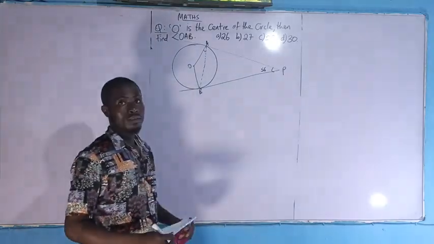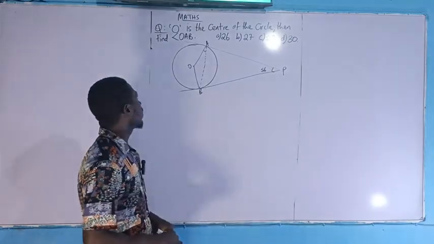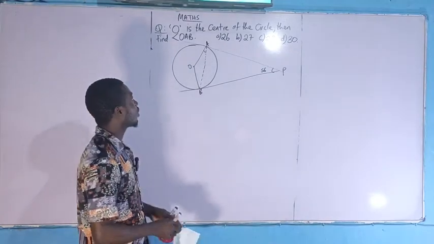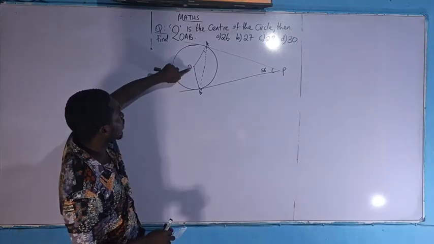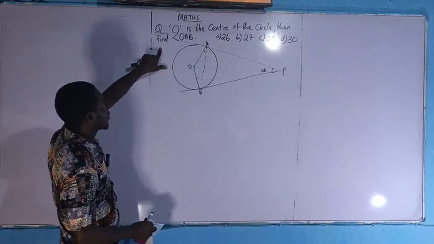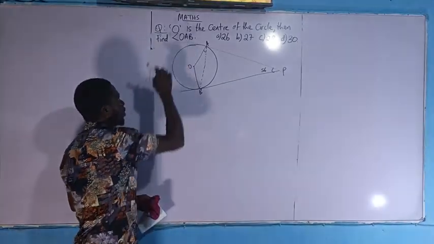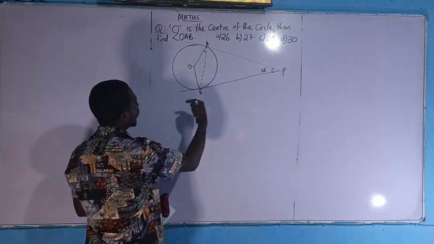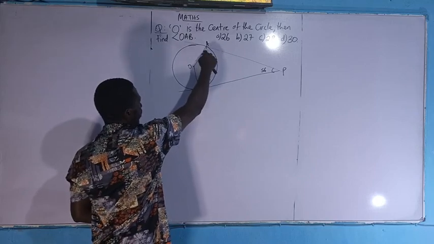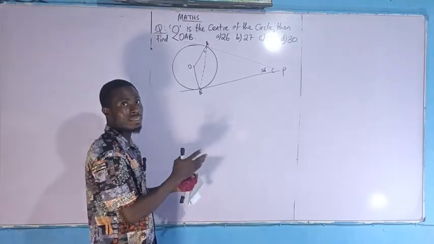Today, look at the question on the board. The question is on circle geometry. The question says, O is the center of the circle. Then find angle OAB. So this angle we are required to find, OAB. This angle here, we're asked to find this angle at this place. So now let's study the diagram.